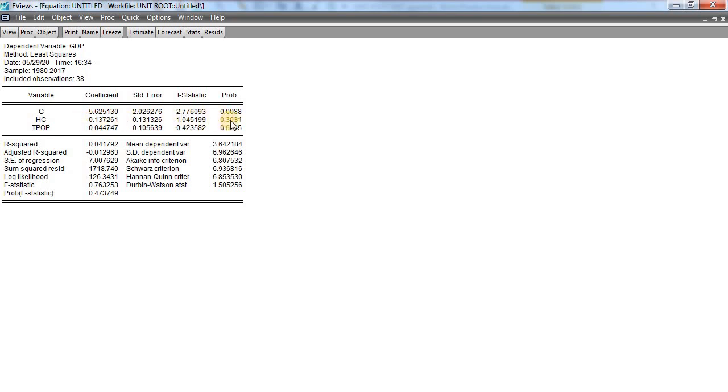However, the variable is not significant in explaining the variation in GDP. Likewise, total population is not significant in explaining the variation in GDP. We can say that this model is not properly specified, or the variables have some underlying problem.